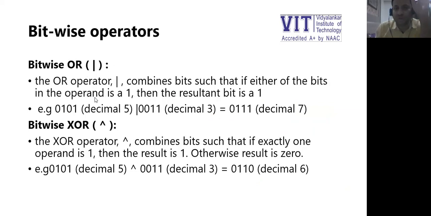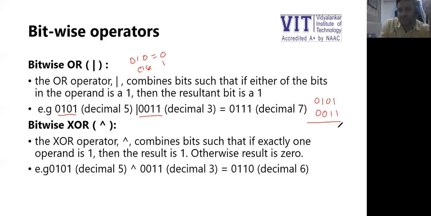Next, we have bitwise OR. What it does: if both the operands are 0, then 0, else 1. So 0 OR 0 will give me 0, else it will give me 1. So we have 0 1 0 1 OR with 0 0 1 1. So it is 0 1 1 1, that will be 7. So if both the operands are 0, then 0, else 1. So this is your bitwise OR.